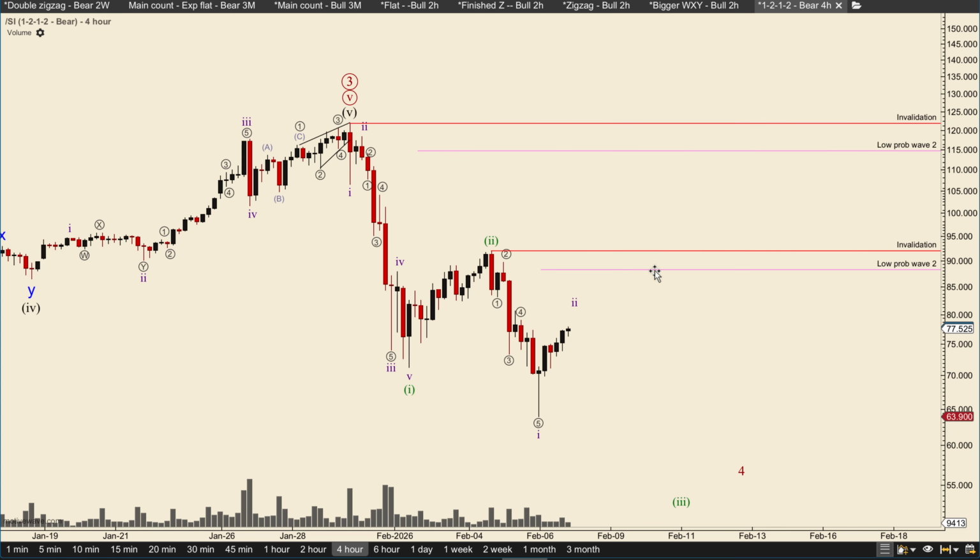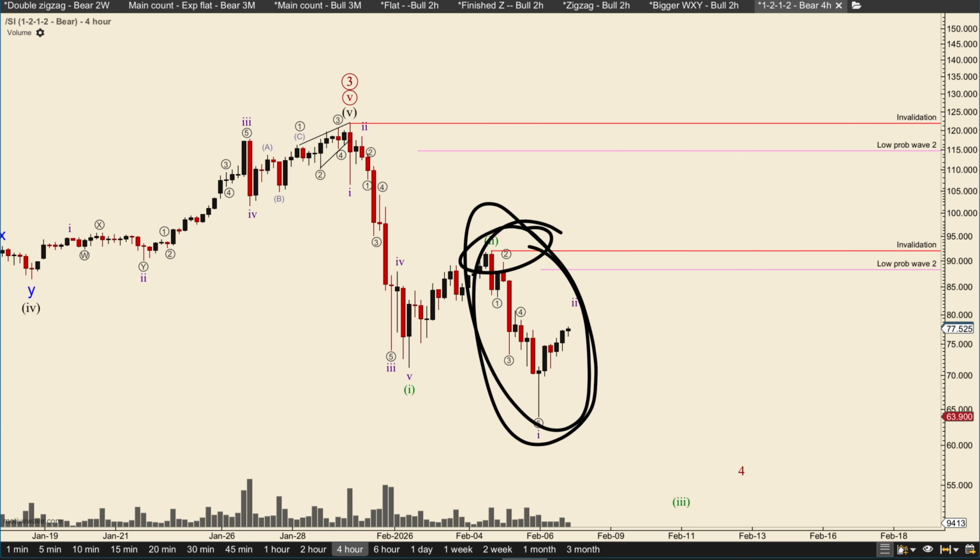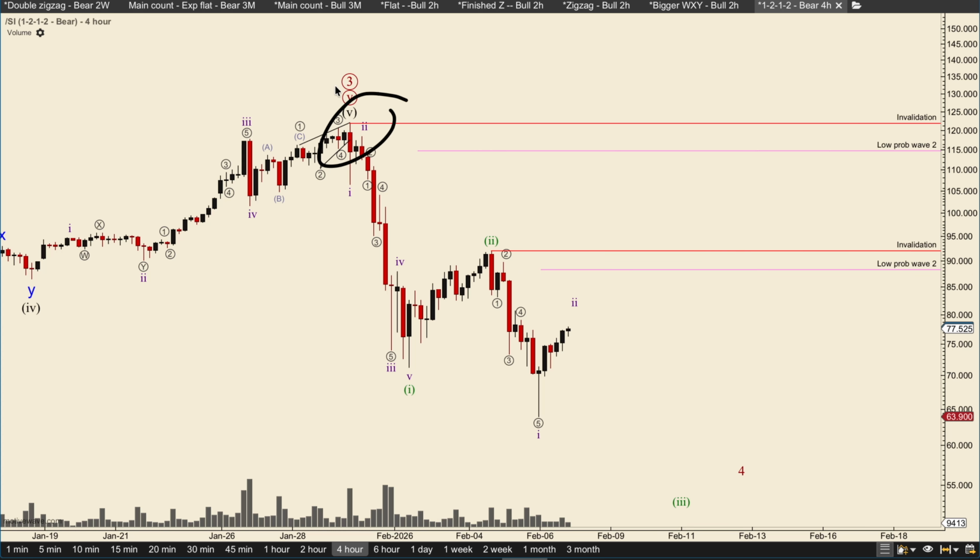And the 1, 2, 1, 2. So here I have written a validation here, and also here, and I can explain what I mean. So here is a 1, 2, 1, 2, and this invalidation is connected to this 1, 2, and this invalidation is connected to this 1, 2. If you invalidate this in a 1, 2, this move down, or up, however you want to see it, can be an ABC as well.